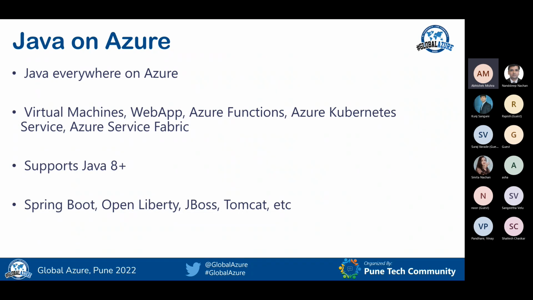Okay. And also on Java, you will find different kinds of frameworks supported. You can run your application on Spring Boot, Open Liberty, JBoss, Tomcat, so many different kinds of frameworks and servers are available that can support your application. So that is how it is. The Azure landscape very well supports Java applications, and I've seen a lot of insurance customers and banking customers doing a lot of Java stuff on Azure.